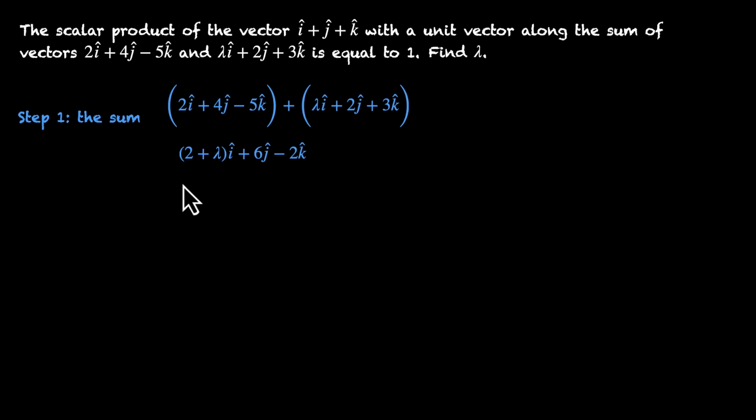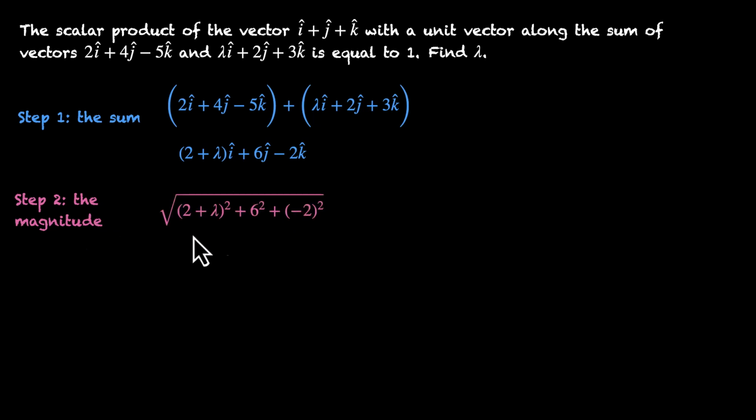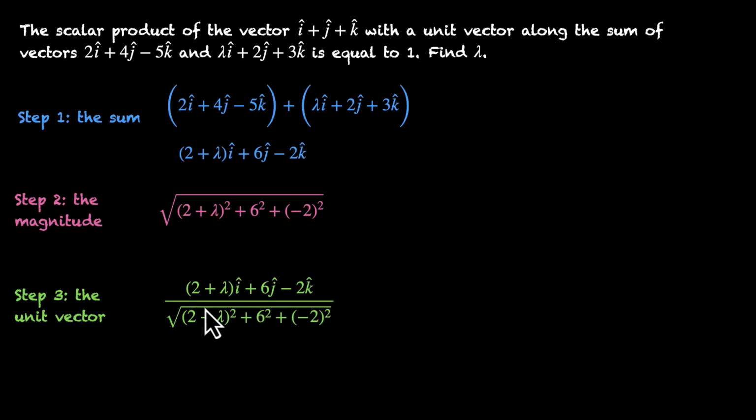How do we do that? Well, we first take the magnitude. We take the magnitude of this. That's going to be the square root of (2 plus lambda) square plus 6 square plus (minus 2) square. Let's leave it as is for now. Now the third step is to find the unit vector. And how do we do that? We take this vector and we divide it by its magnitude. So that's going to be (2 plus lambda) i cap plus 6 j cap minus 2 k cap divided by the square root of all of this. So divided by the magnitude.